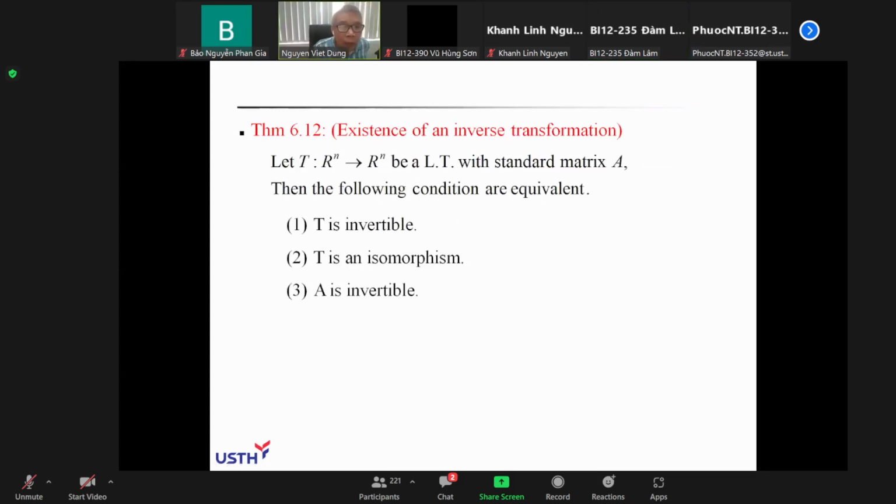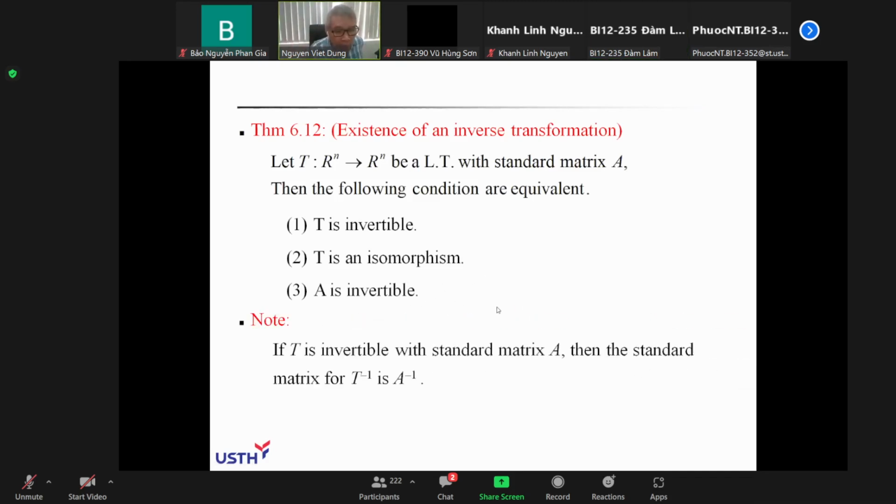So now we have the following equivalent claim. Suppose that T from Rn into Rn is a linear transformation and it has standard matrix A. Then we have the following equivalent claims. T is invertible. T is an isomorphism. The matrix A is invertible. So we have three equivalent things like that. And more than that, suppose that T is invertible with standard matrix A. Then the standard matrix for T inverse is A inverse, the inverse of the matrix A.